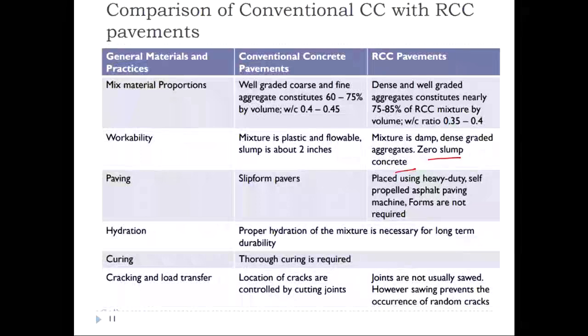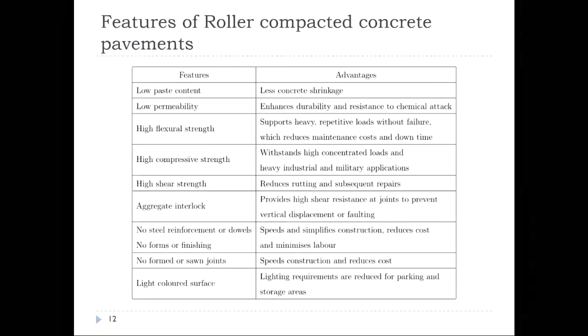But even if you have regular cracks, just because our gradation is a dense aggregate gradation, there would be sufficient interlocking between the two cracked portions of the slab. So the joints are not usually sawed. However, sawing will prevent the occurrence of random cracks.